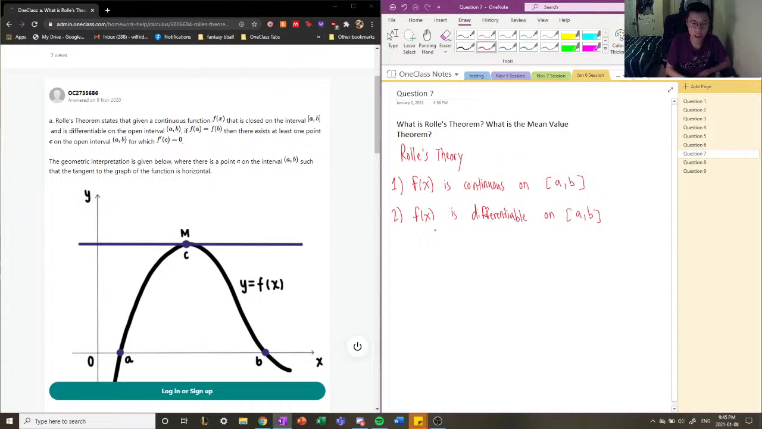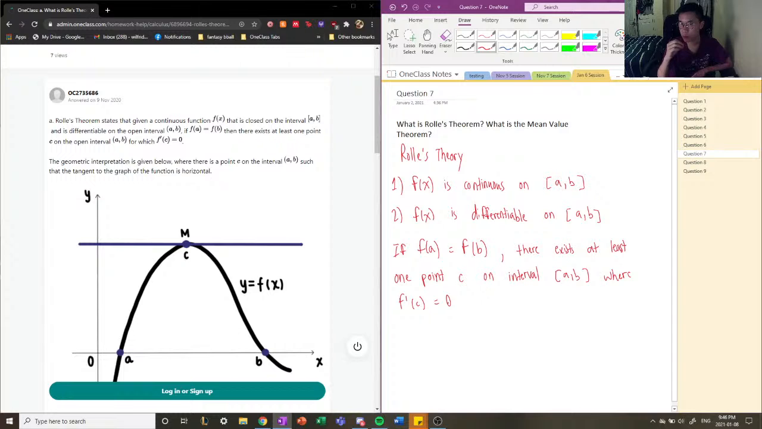So Rolle's theorem states that if these two conditions are true, and if f(a) equals f(b), there exists at least one point c on the interval (a, b) where f prime of c is equal to 0.